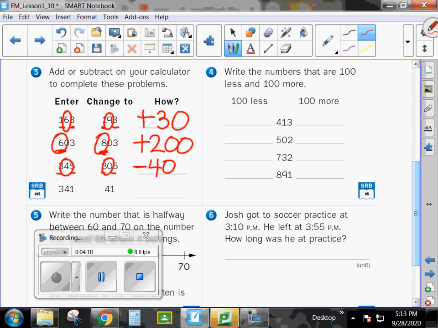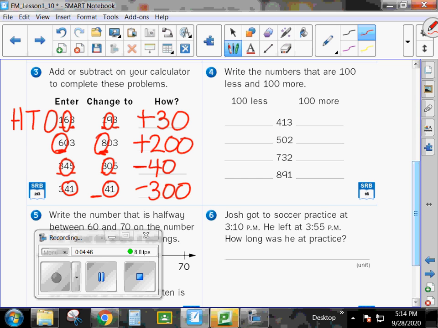And then finally, look at 341 to 41. I know I'm subtracting because my number got smaller. Now let's look and see how much smaller. This number, I have 341. Over here, I have 41. I don't have any hundreds. I took away all of those hundreds. How many hundreds were there? 300. Okay, so see, boys and girls, you don't need a calculator. You just have to look at your place value. You have to know that there's the hundreds, there's tens, and there's ones. And then you got to figure out what's different between those two numbers. Okay? All right, this should be very easy.